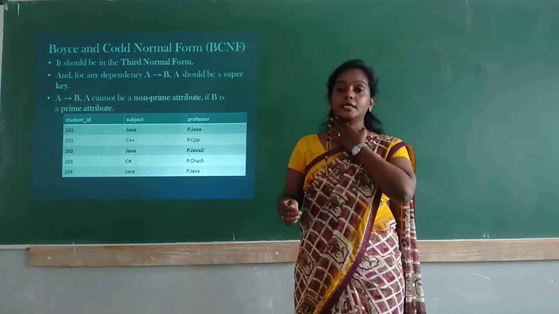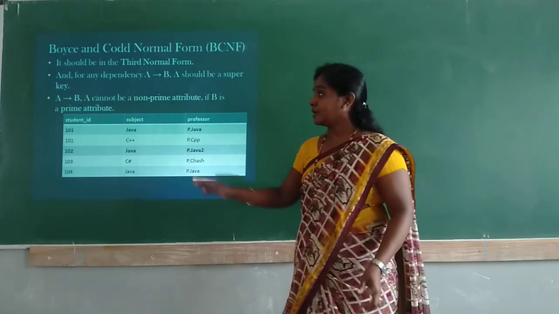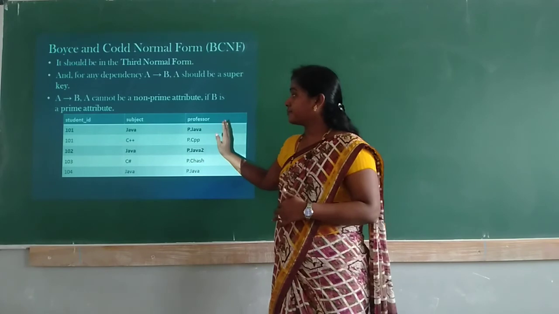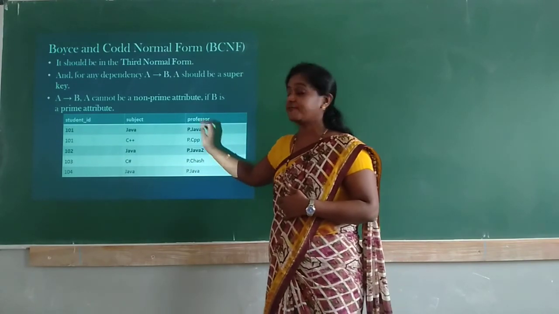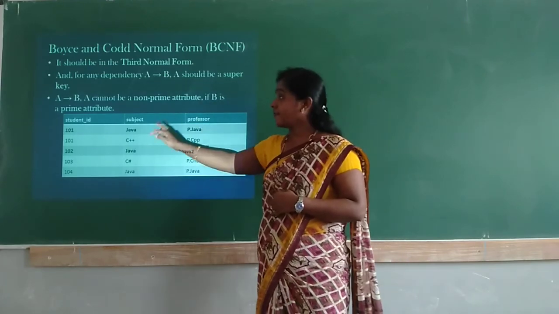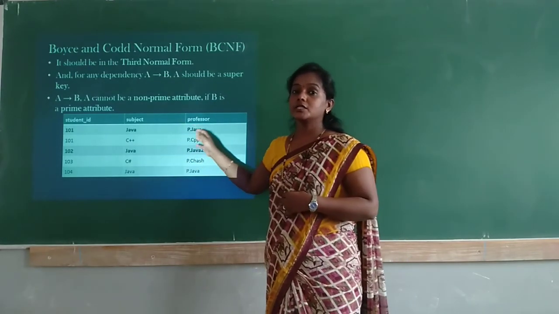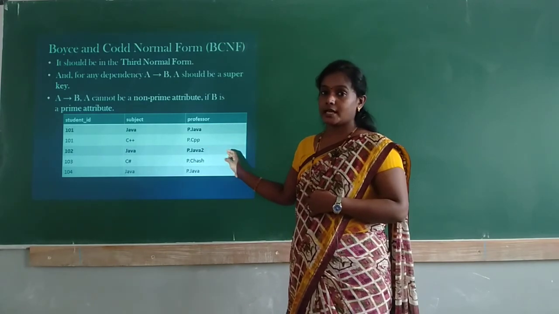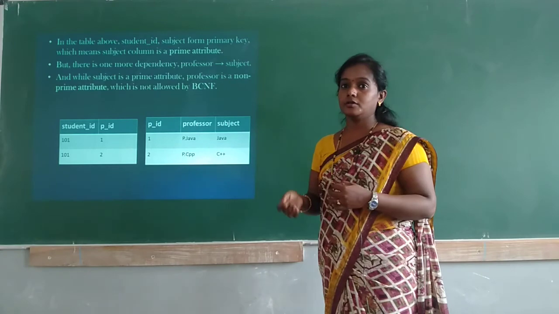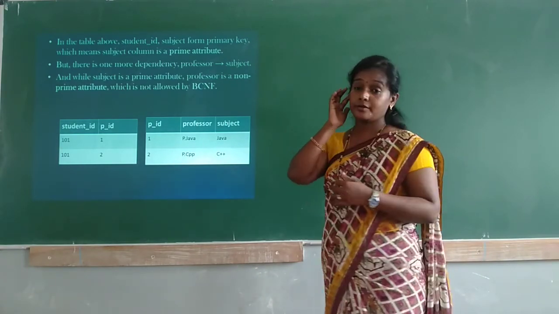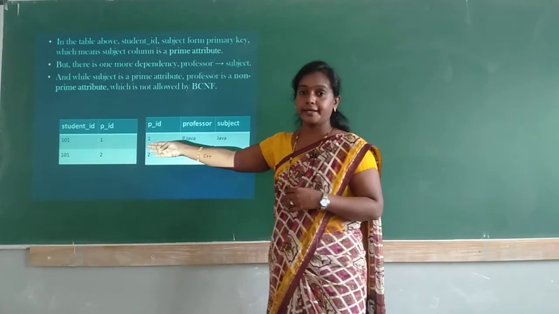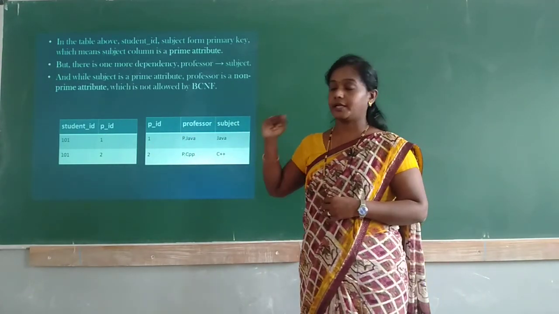So that is not done in a BCNF. That means a group of a super key or a non-prime attribute is defining the prime attribute. Here the non-prime attribute is defining the prime attribute, which is not allowed in a BCNF. So we have to divide the table into two tables, that is a student table and next one is a professor table.